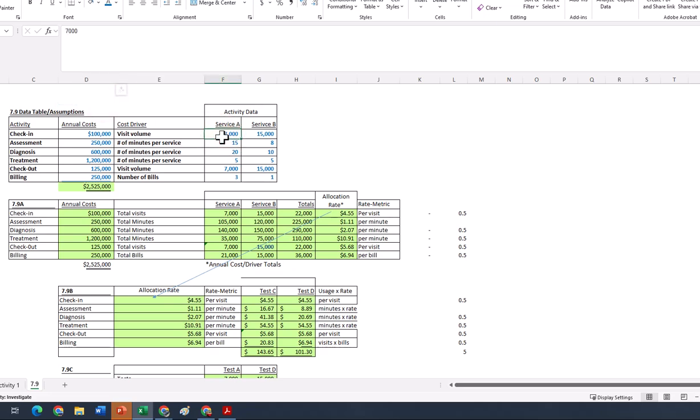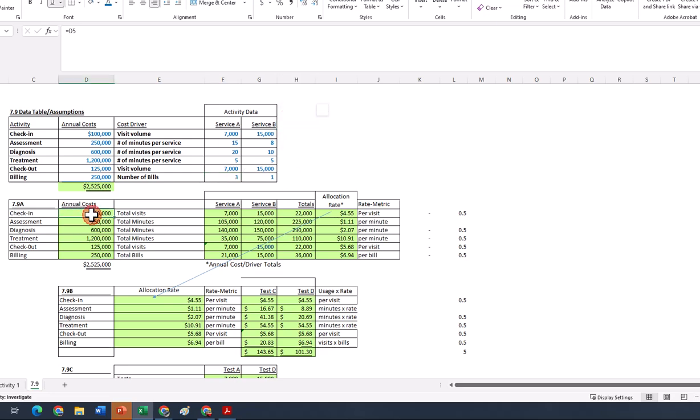We have service levels, visit volume, again, service A versus B, assessment 15 minutes versus 8, 20 minutes versus 10 on diagnosis, treatment 5 minutes versus, on each. Again, visit volume, checkout, we're going to do it based on visits. Number of bills, service A is 3 bills on average, service B is 1 bill on average.